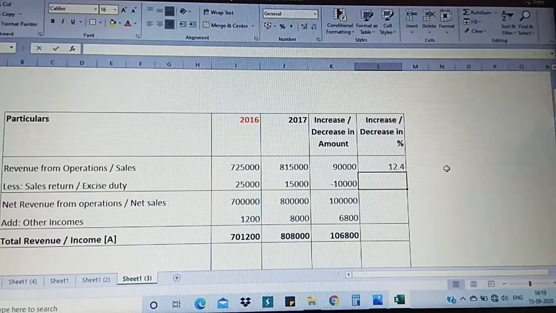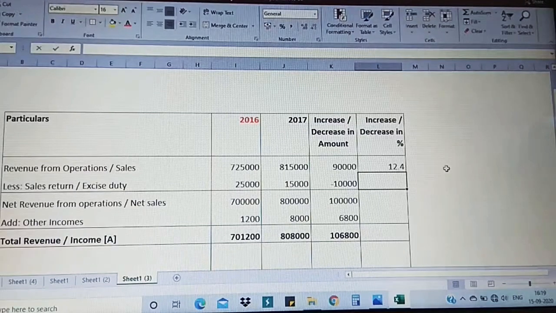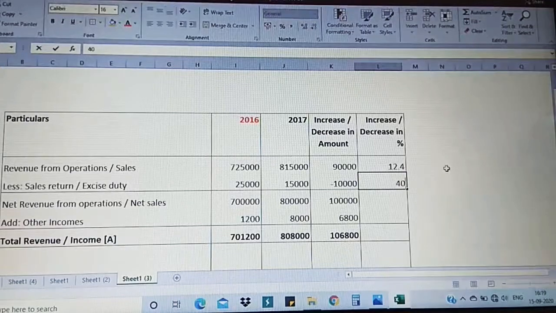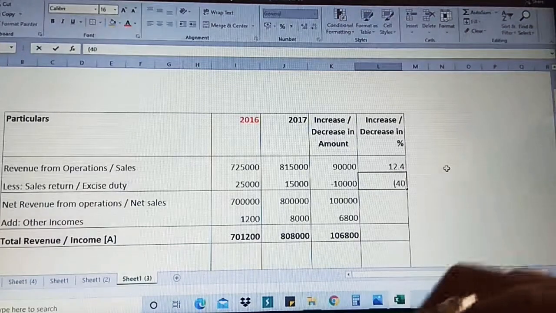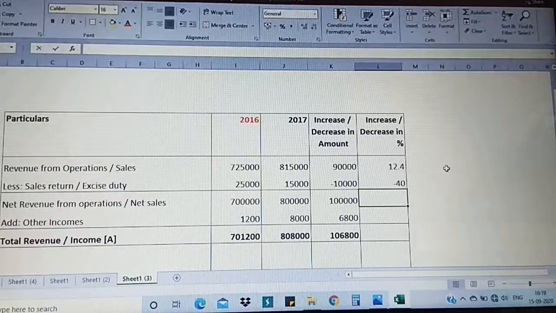Similarly, you are supposed to apply for all the same way. So I'm going to do for the next now. 10,000 divided by 25,000, percentage 40%. So here, as it is 40, I'm going to show it in the bracket. It is a minus sign. Even your answer percentage should be in the minus form.